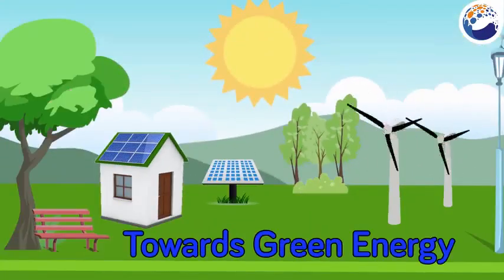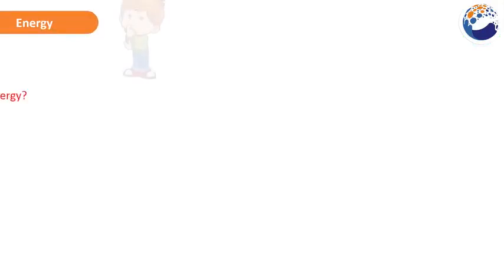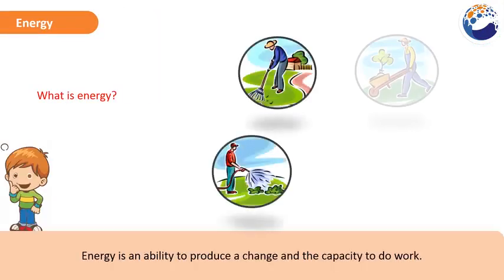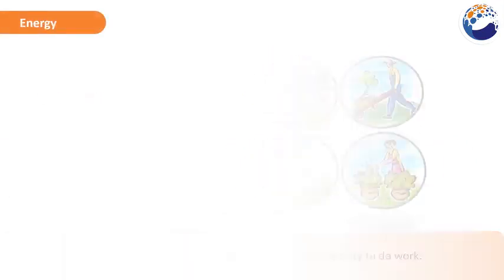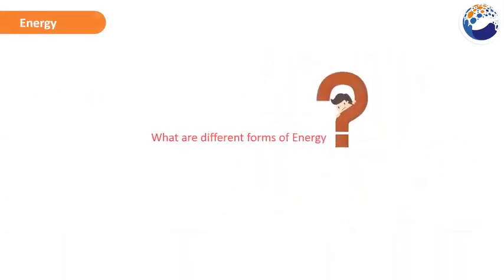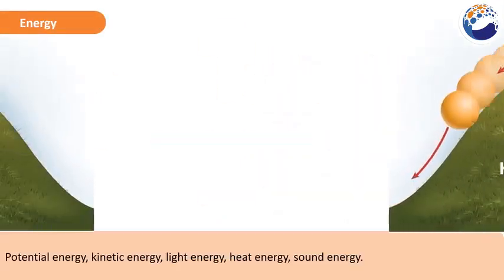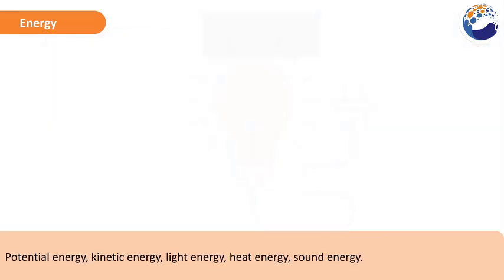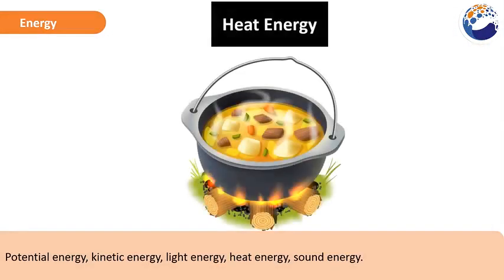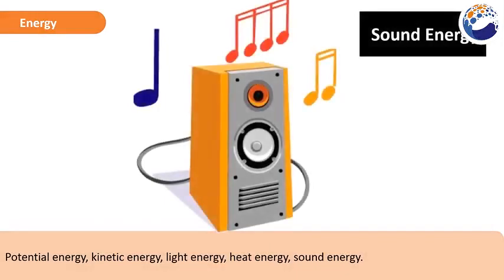Chapter 5. Towards Green Energy. What is energy? Energy is an ability to produce change and the capacity to do work. What are the different forms of energy? Kinetic energy, potential energy, light energy, heat energy, and sound energy.